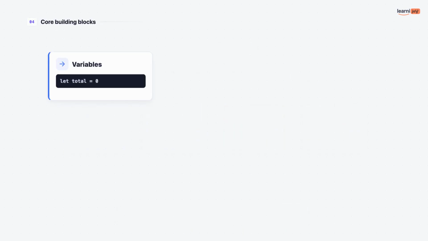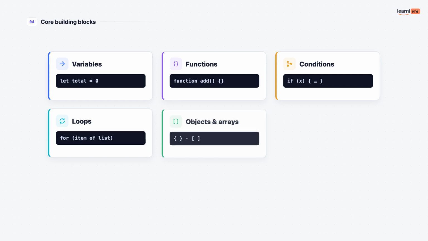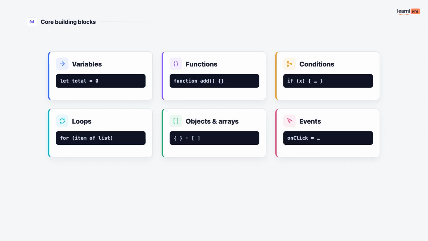To write that logic, you reach for a handful of core building blocks. Variables store values. Functions package up reusable steps. Conditions let your code make decisions. Loops repeat work across a list. Objects and arrays hold structured data. And events connect everything back to the user. Together, these are the JavaScript toolkit you'll use again and again.